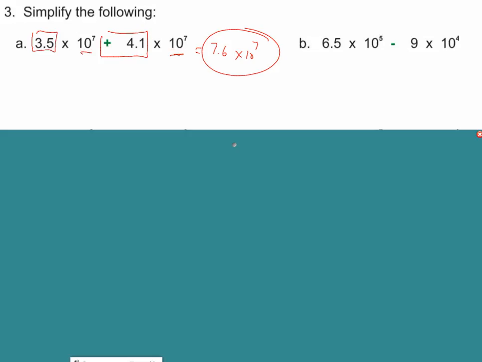And where your brain needs to get to, look, this is the exact same concept. 3.5x plus 4.1x. Because that's a 3.5 times an x. What if x is 10 to the 7th? It's the exact same thing then, if x is 10 to the 7th. So just because it's written this way, don't let that mess you up. That's all that's there. Okay.